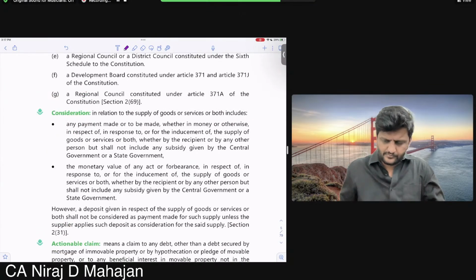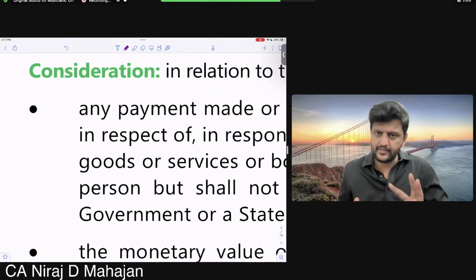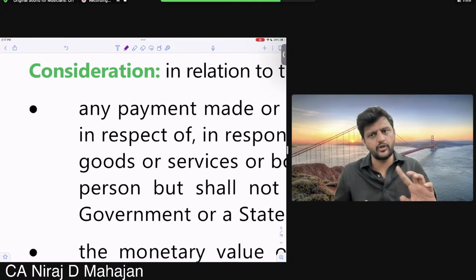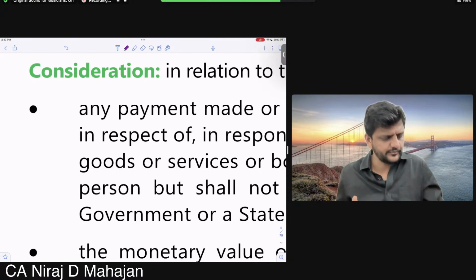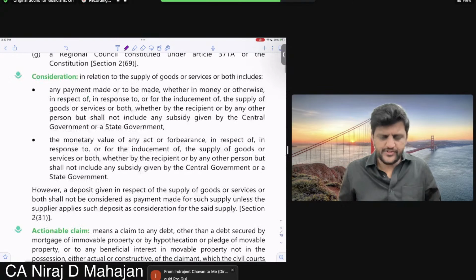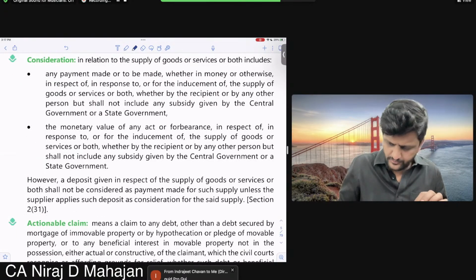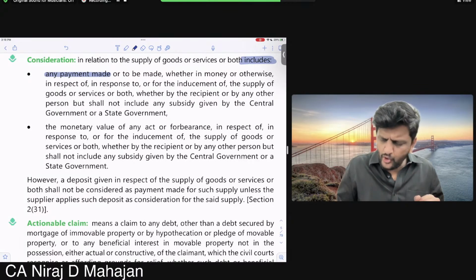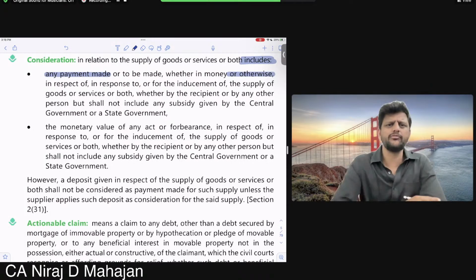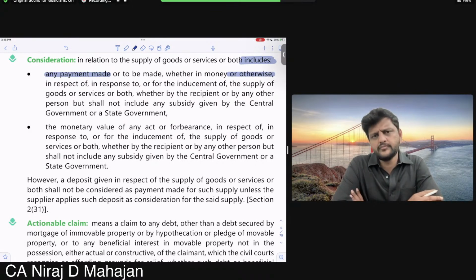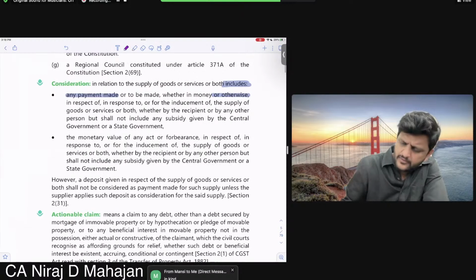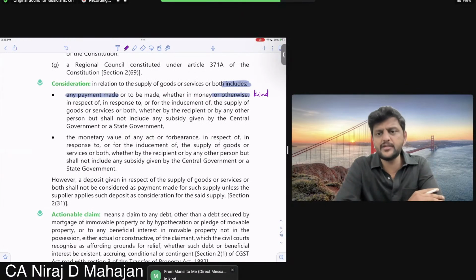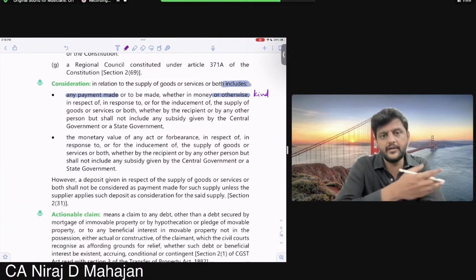Consideration. Ready? Consideration we have already done in law. Something in exchange. And consideration, we also know, can be past or present or future. Remember or no? Agree? Say yes. Correct? So consideration in relation to supply of goods or services or both includes any payment made to or to be made, whether in money or otherwise. Give me meaning or example of otherwise. In kind, very good. So even if you're getting something in exchange in kind, still it will be treated as supply. I mean, it is part of consideration.